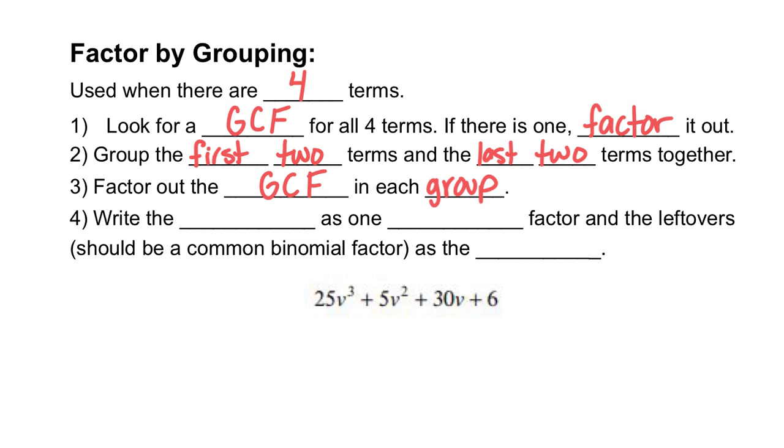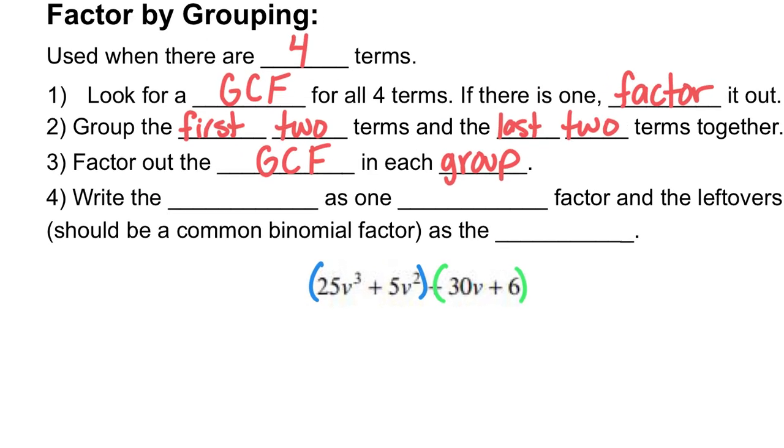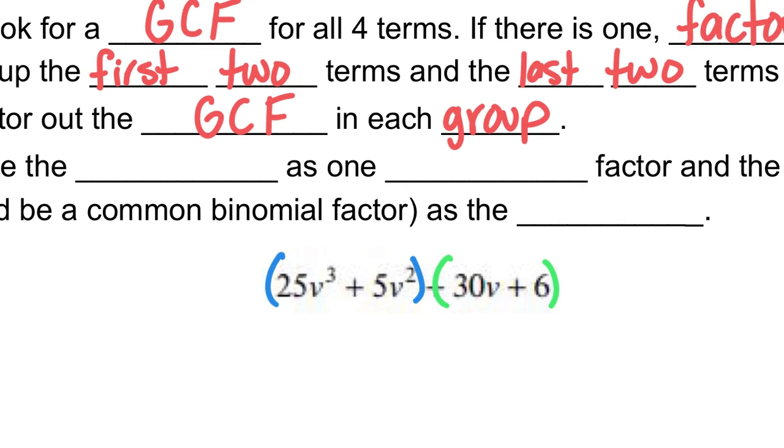So if I group the first two terms, and then I group the last two terms, I'm going to look at just the first group and find the GCF just between those two terms first. So I'm looking at 25v to the third and 5v squared. I'm going to find just the GCF in that. So for 25 and 5, the number 5 will go into both of those. So 5 can be the GCF as far as the number is concerned. And then I also have v's with both. So I can use the v's in my GCF as well.